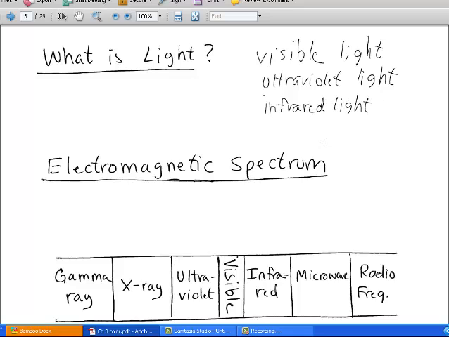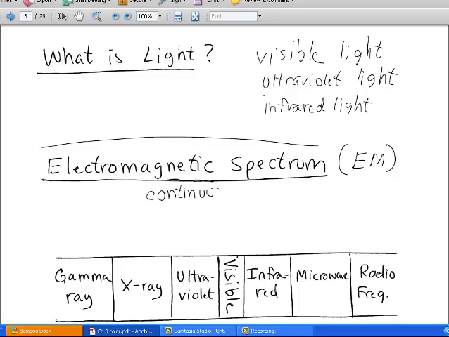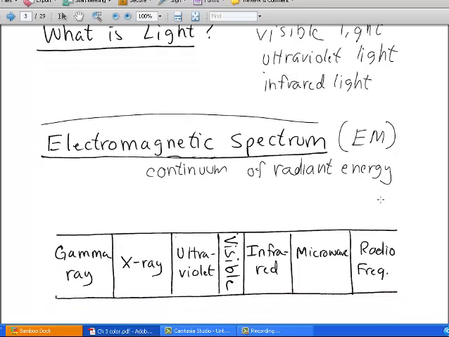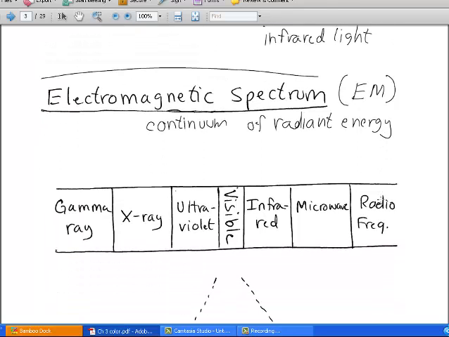Okay, and the point of this is that we're really just talking about an entire spectrum of different types of radiant energy, and the spectrum is known as the electromagnetic spectrum, sometimes called the EM spectrum. And what it is, is a continuum of radiant energy. So visible light is part of it, ultraviolet light is part of it, and many other frequencies and wavelengths are part of it.